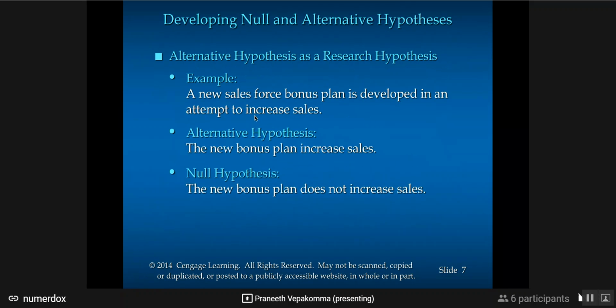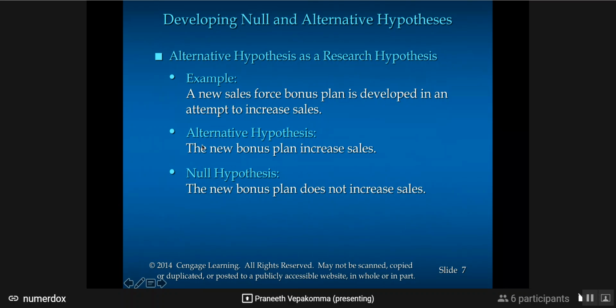Okay, similarly, a new Salesforce bonus plan is developed. These are definitely business questions that even BIs get asked, right? Or even scientists, whatever. A new Salesforce bonus plan is developed. Salesforce is a popular company, right? Or maybe this could just be your sales team. That's what he means by Salesforce. A bonus plan is developed in an attempt to increase sales, right? Because you want to give bonuses to your sales team in the right way, and you assume that it will increase your sales.